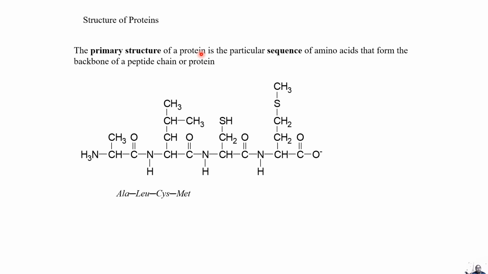So the primary structure of a protein is a particular sequence of amino acids that form the backbone of a peptide chain or protein. Okay, so the primary structure of proteins will always be the sequence of amino acids, basically the letters of the protein. It's the primary sequence of the amino acids that will form the backbone of any kind of protein.